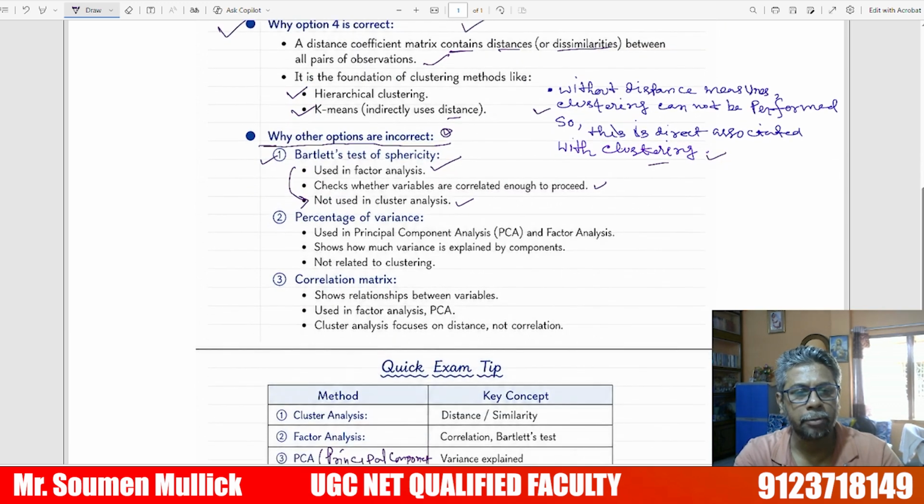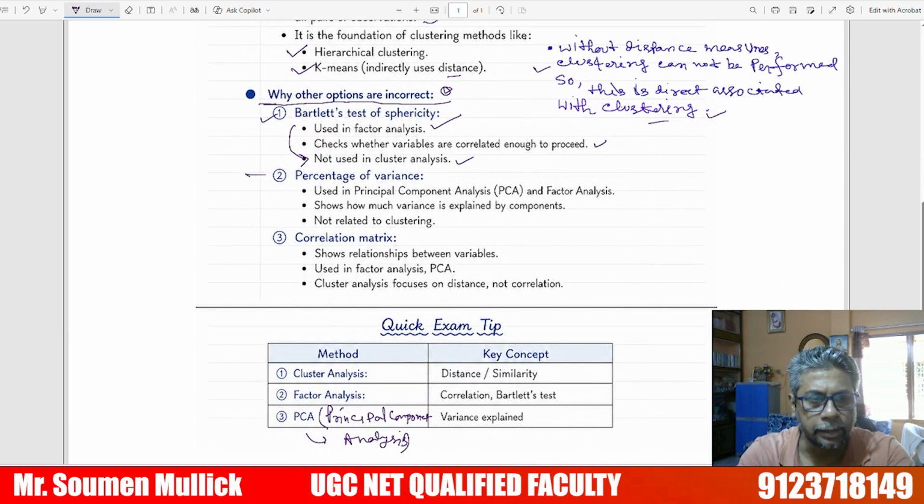Second, percentage of variance. Percentage of variance is used in principal component analysis and factor analysis, showing how much variance is explained by a component, not in cluster analysis. Next, the correlation matrix shows the relationship between variables and is used in factor analysis and PCA. PCA means principal component analysis. The main focus of cluster analysis is distance, not correlation.